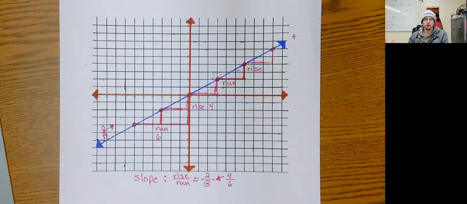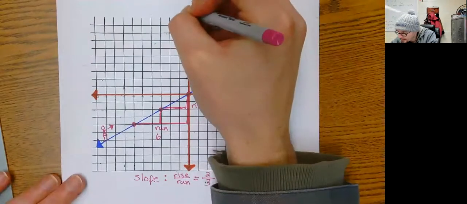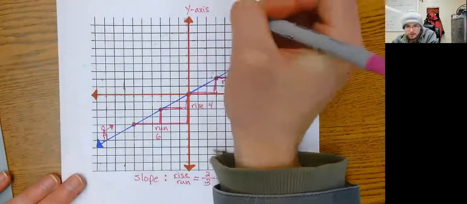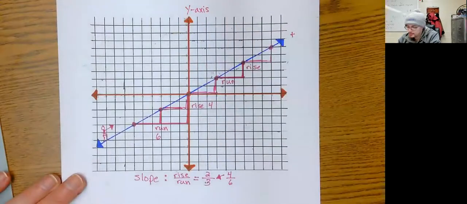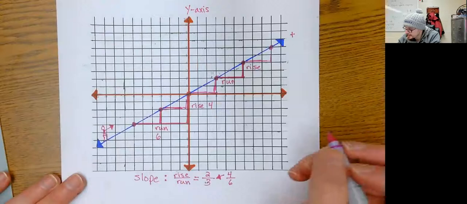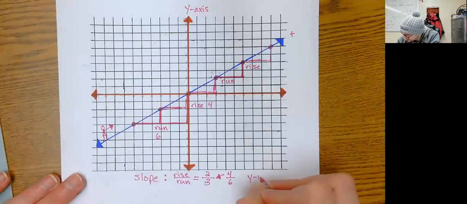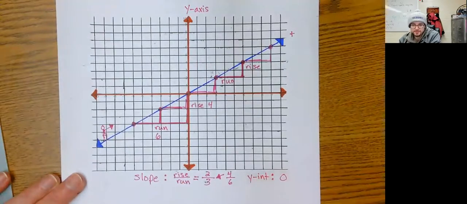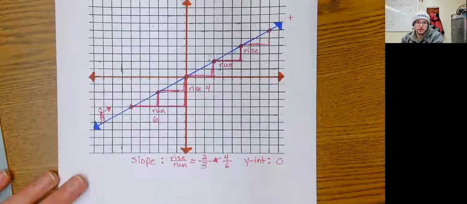All right, so we got the slope. The other thing is the y-intercept. Now, the y-intercept is always going to be where the line crosses the y-axis. So where does the line cross the y-axis? Well, in this case, it crosses it at 0. So in this case, the y-intercept is 0.